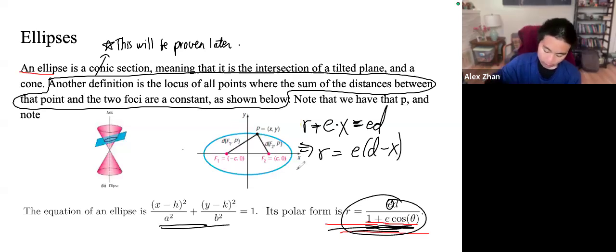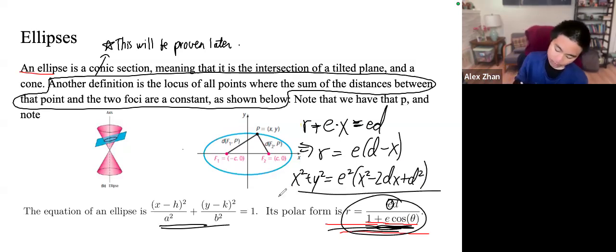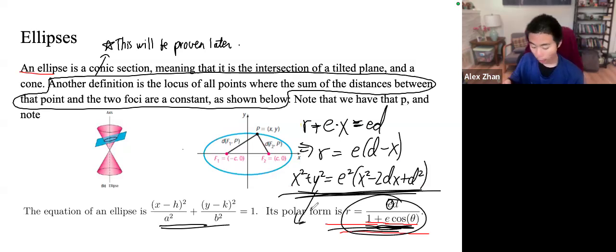Then you know what to do after this. You square it, so r squared becomes x squared plus y squared equals e squared times (x squared minus 2dx plus d squared). After this, you notice that it becomes of the form something like ax squared plus by squared plus something. Either way, this is just going to be an ellipse.